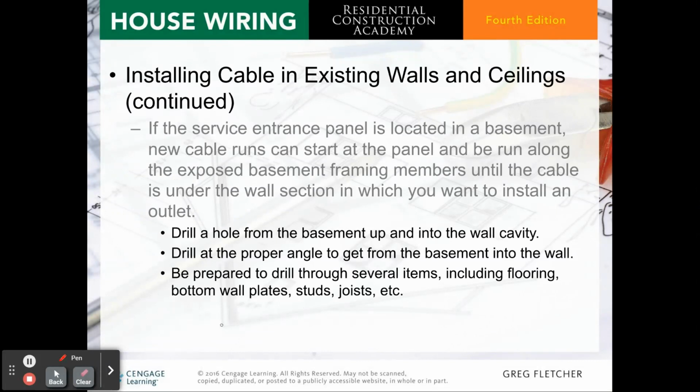If the service entrance panel is located in a basement, new cable runs can start at the panel and be run along the exposed basement framing members until the cable is under the wall section at which you want to install an outlet. Drill a hole from the basement up and into the cavity of the wall. Drill at the proper angle to get from the basement into the wall. Be prepared to drill through several items, including flooring, bottom wall plates, studs, joists, etc.